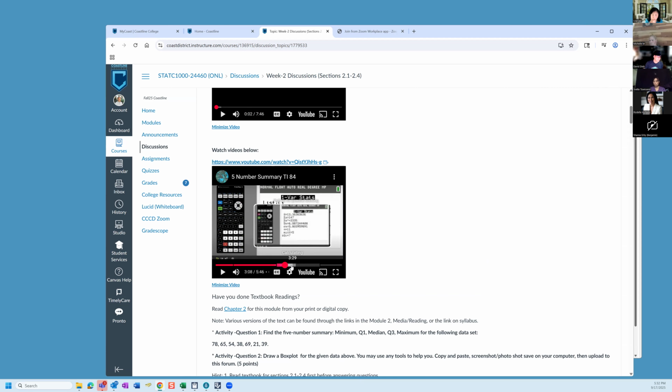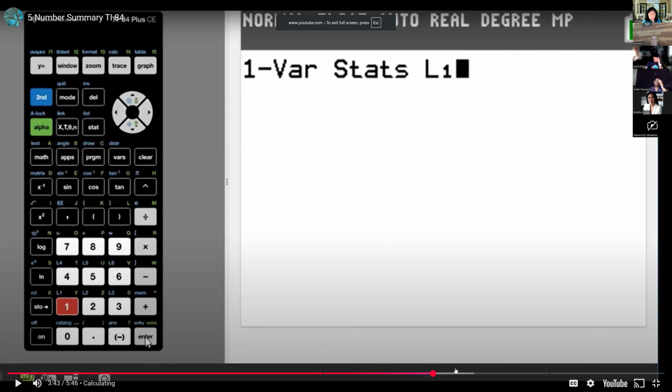If you only need one list, just this one, and the second, frequency, leave blank. Don't do anything. Then just go down to calculate. Done already. So only enter the data, move to CALC, and select one-variable stats. That's all.